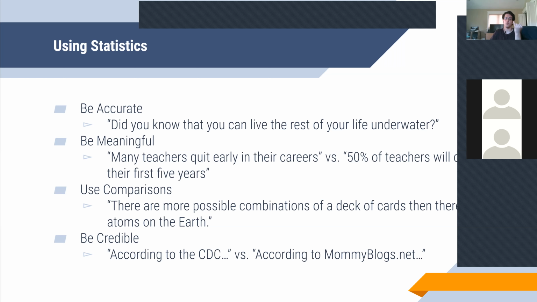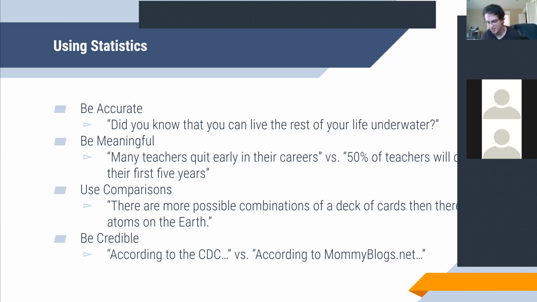First, obviously, you want to be accurate with the statistic. You want to portray the statistic in its most direct, obvious way so you don't mislead the audience and teach them something purposefully wrong. An example of this would be saying something along the lines of, hey, here's a fun fact. Did you know, and I will 100% stand by this, this is absolutely true, did you know that you can live the rest of your life underwater?